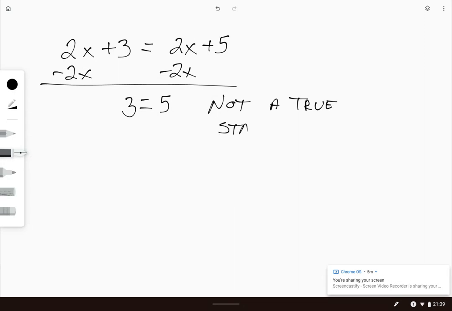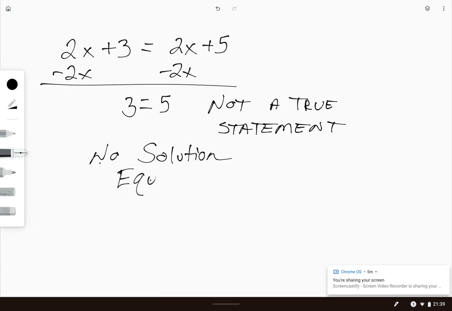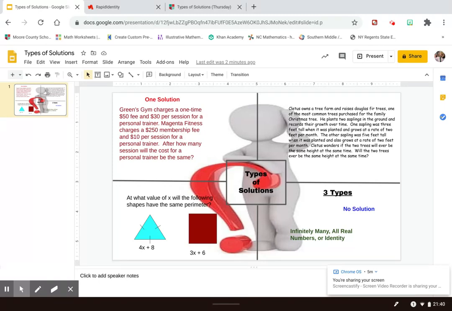Whenever we find ourselves in a situation where an equation produces something that is not a true statement, we call this a no solution equation. All right, this is a no solution equation. So when we go back to Cletus, what we're going to say is this one here is no solution. And what it means is the two trees will never be the same height at the same time.